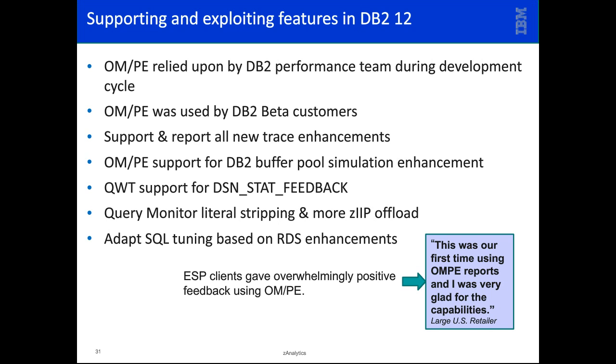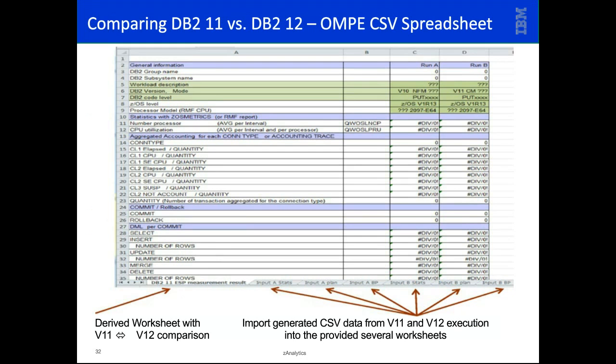OMPE today provides you the ability to extract the performance data into a CSV spreadsheet. So when you think about going from version 11 to DB2 12, you will now have the ability to look at a detailed worksheet of before and after, and you can look at the integrated data in your DB2 11 and 12 execution times and compare that seamlessly. And this is what we provide with DB2 12 today. Let's go to the next slide.